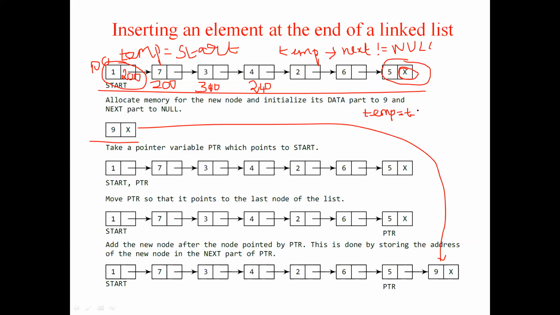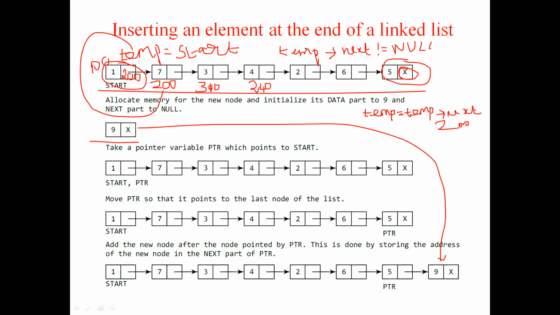Temp of next. That's all. Simple. So temp of next is nothing but what? Temp of next is nothing but 200. This 200 is stored in the temp variable. So now the temp is pointing to the second node.